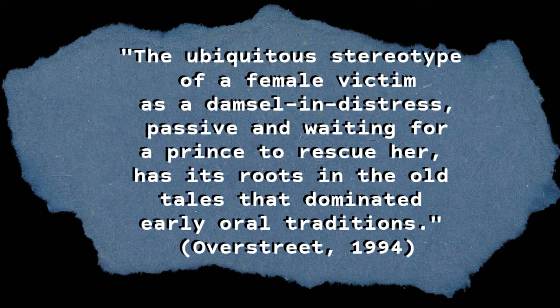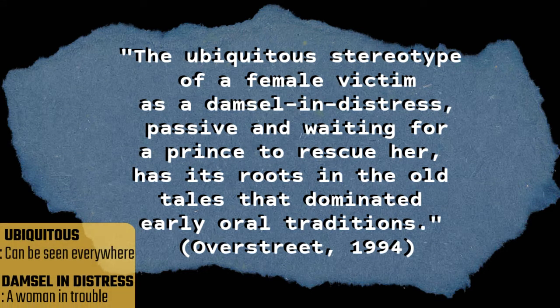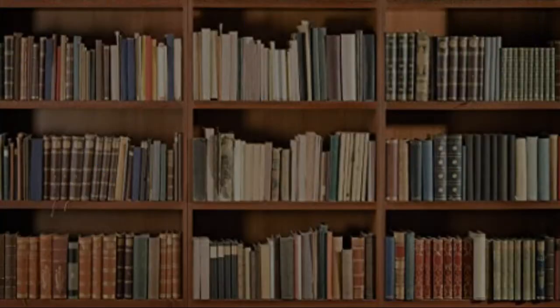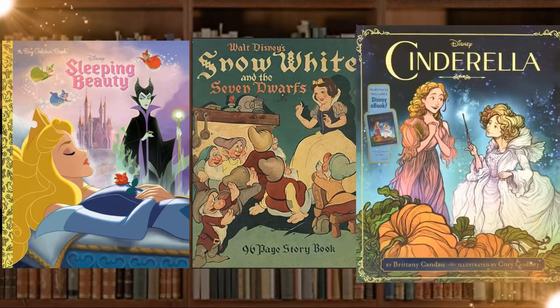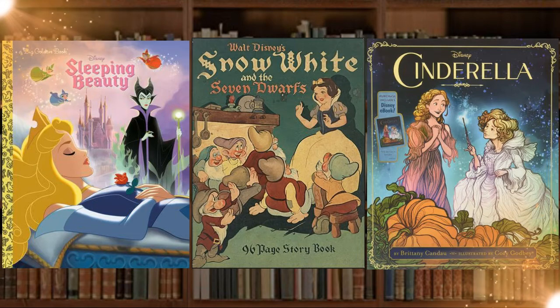In addition, Overstreet 1994 notes that the ubiquitous stereotype of a female victim as a damsel in distress, passive, and waiting for a prince to rescue her, has its roots in the old tales that dominated early oral traditions. This stereotyping of females is mostly used in Disney movies and storybooks, wherein the female or princess is waiting for a strong man or a prince to rescue her, just like the story of Sleeping Beauty, while the stories of Snow White and Cinderella portray the weakness of females.